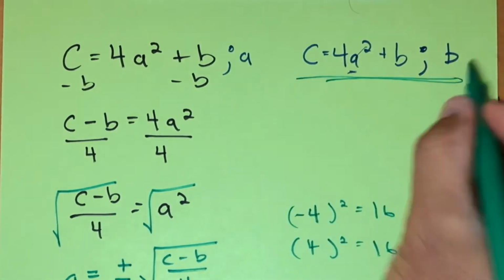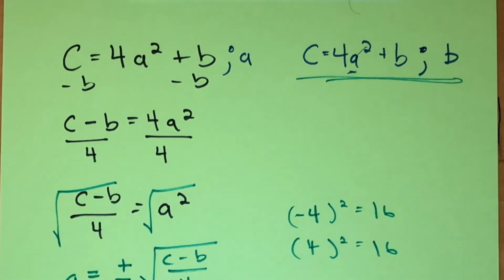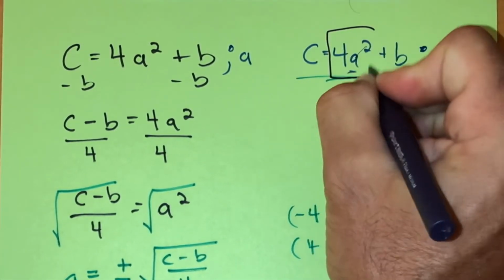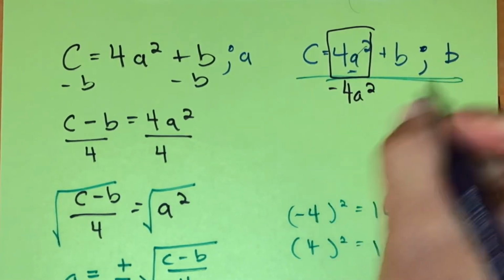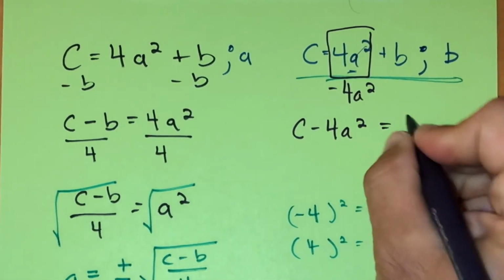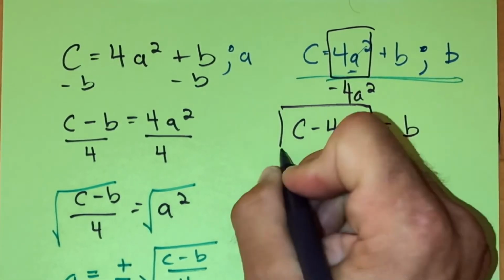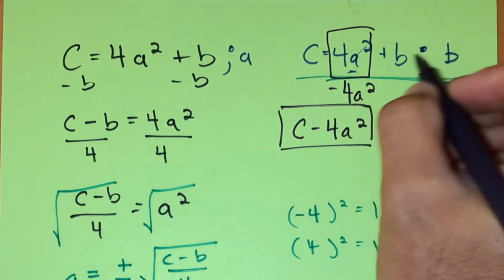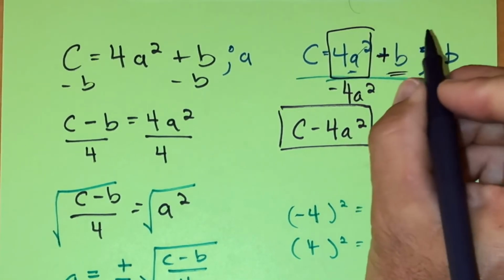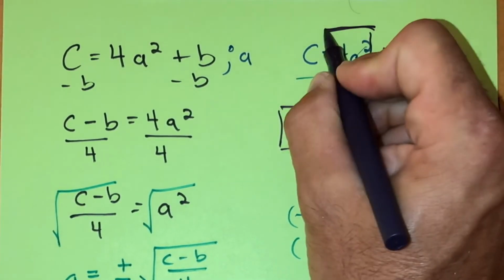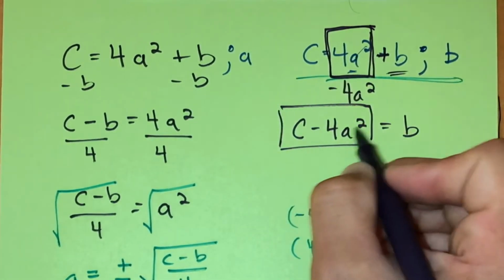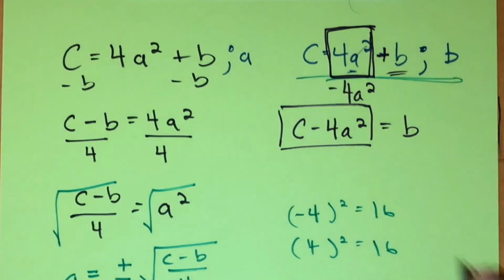Now another easier one, but I just wanted to show you in case you encounter it, is where you're solving for b here. You could simply take this whole piece and subtract it from both sides and end up with c minus 4a squared is equal to b, and here we have what b is equal to. So I wanted to demonstrate that if you're solving for a variable that's not being multiplied or divided or squared by anything, then you could take this whole term, the 4a squared, and move it to the other side by subtracting it, and this would be your final answer.